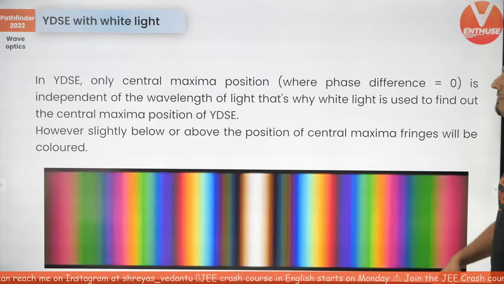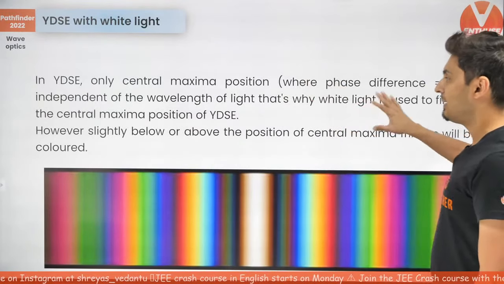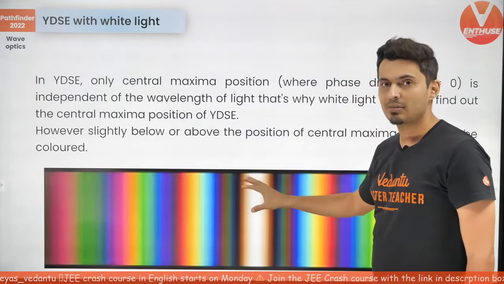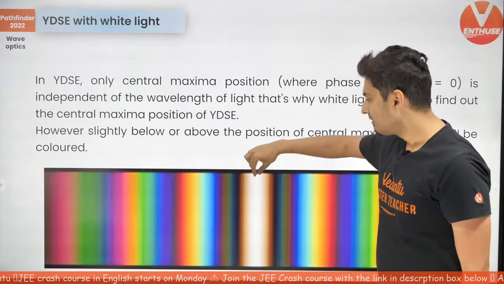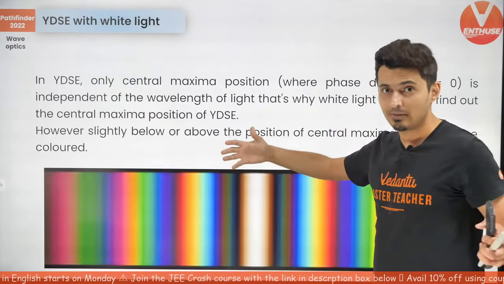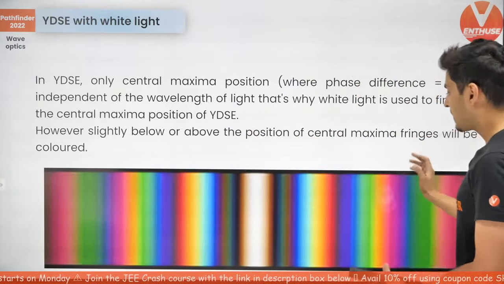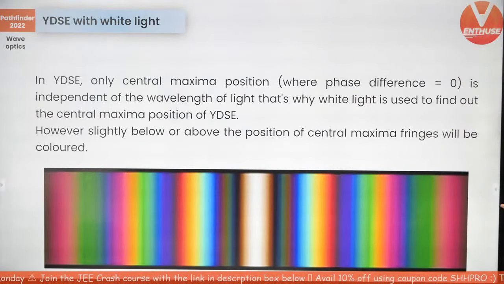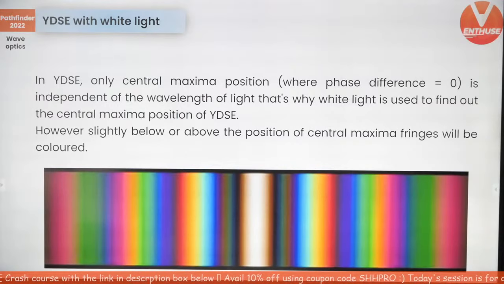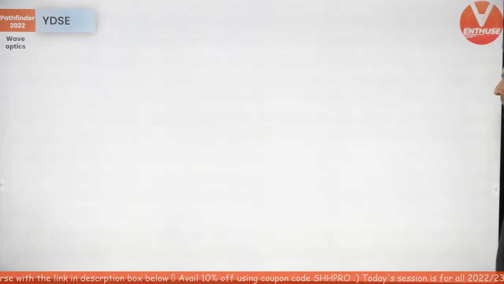So in YDSE, only the central maxima is where you are going to get 0th path difference, and that's where all the colors meet and you get white. The reddish extends towards the end because red is big in wavelength, and the rest all meet at different points, and you will see a very random colorful pattern out there. That's how it looks like for white colored light.